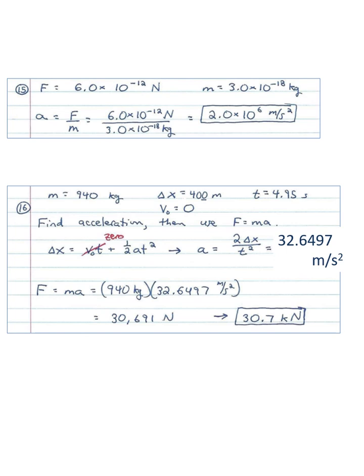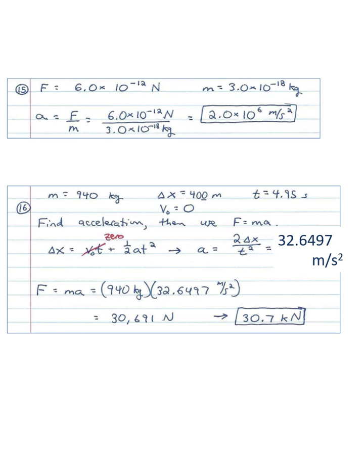Number 15, a motor protein. It exerts a 6 piconewton force. What acceleration will give a molecular complex with mass 3 times 10 to the negative 18 kilograms?